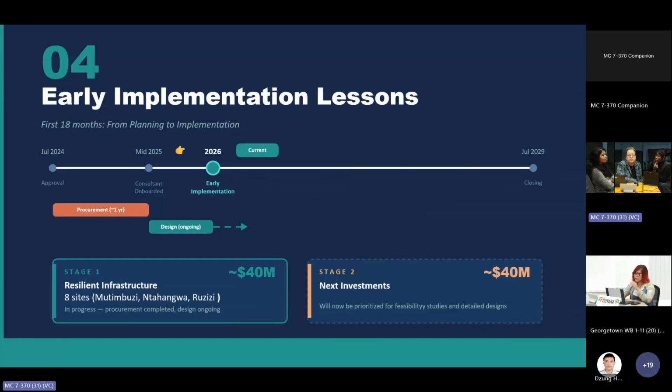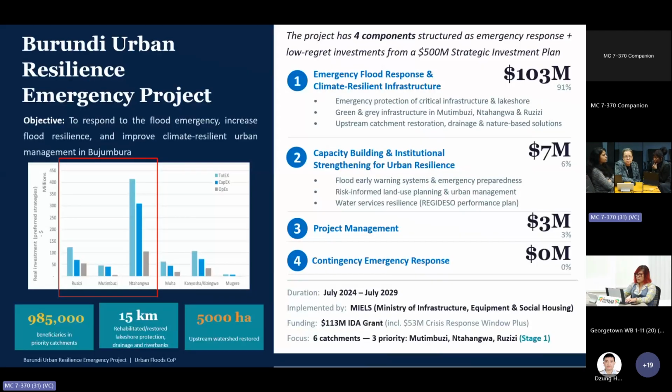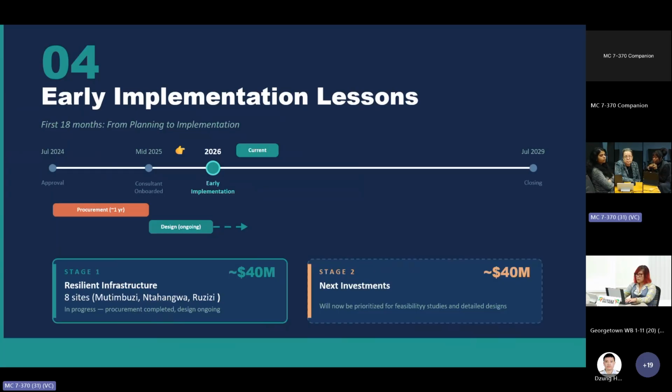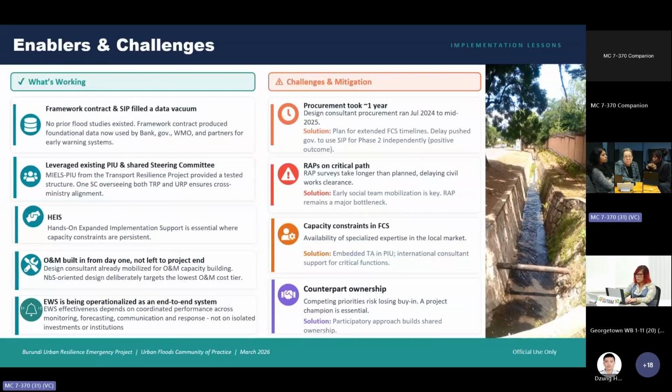So following approval in July of 2024, we are now in the first 18 months of implementation. Physical works have not started yet, so it's really a pleasure to learn from the projects that have closed. So some of the challenges that we are currently facing. So what did the first 18 months show? What the first 18 months show is what it actually takes to move a project from strong analytical base to delivery.